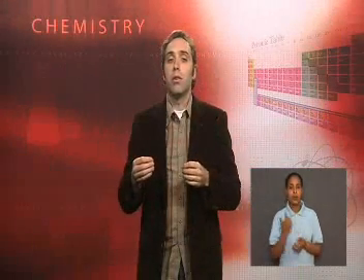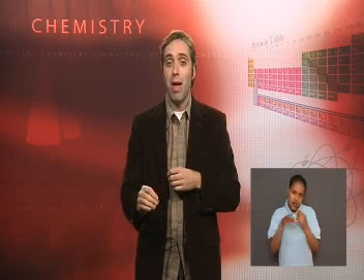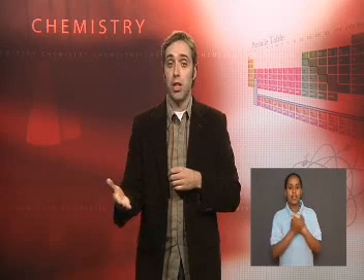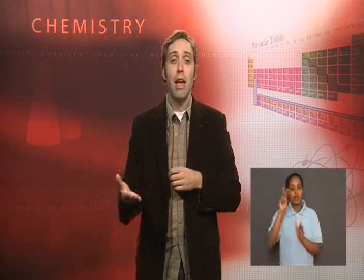We discussed elements that are found in a free or native state, such as gold and silver. These are less reactive metals. We also learned about elements that are only found in compound state, such as potassium and sodium. These are extremely reactive metals.